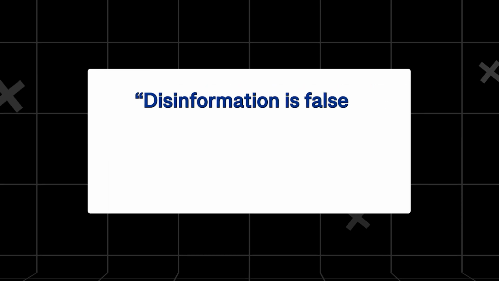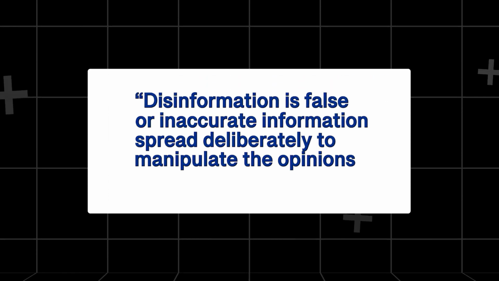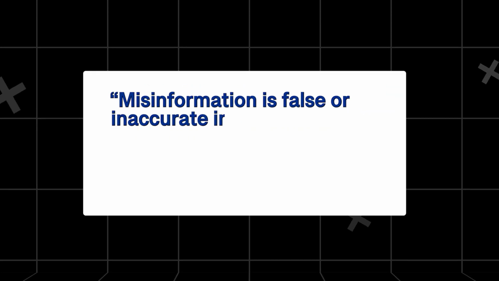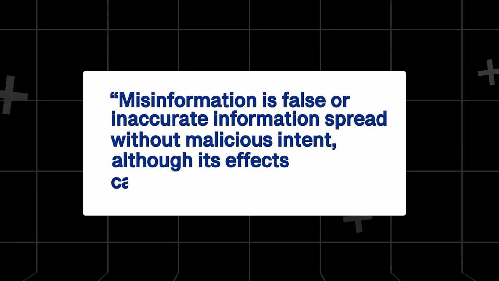Before explaining the 5 steps from NATO, let's understand the difference between disinformation and misinformation. According to NATO, disinformation is false or inaccurate information spread deliberately to manipulate the opinions and actions of others. Misinformation is false or inaccurate information spread without malicious intent, although its effects can still be harmful.